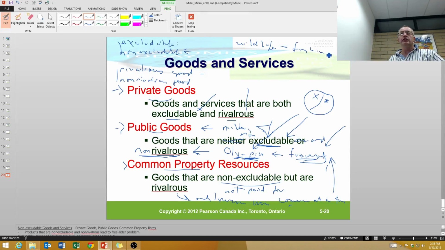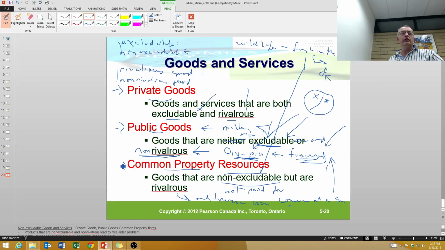Fish in the sea. If you're a fisherman and you go fishing in the ocean or you go fishing in the lake, you don't have to pay. So the goods are non-excludable, so anybody can go fishing in the ocean. But they're rivalrous because if one person catches the fish, that fish is not available for consumption. It's not available to get caught by another person.